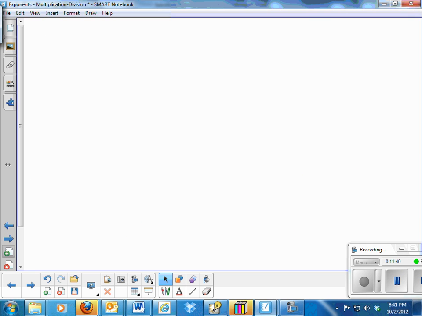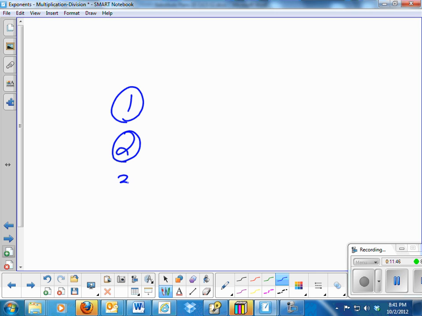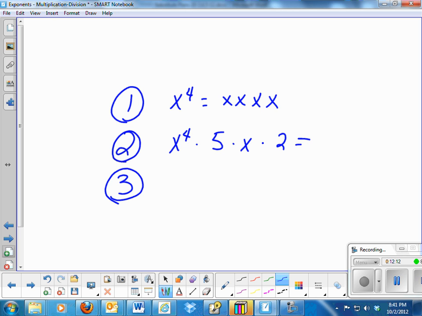So as you can see, we've got several things that we've done today. We started out today just talking about what exponents are. Say x to the 4th power means x times x times x times x. And then we said what happens if we have x to the 4th power times 5 times x times 2. Well, I can simplify that by putting like terms next to each other using the commutative property. And I find out that when I have common bases, I can add those exponents.